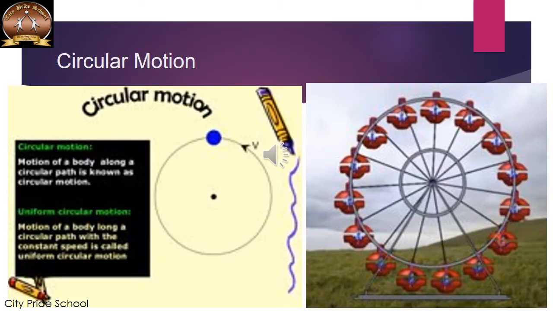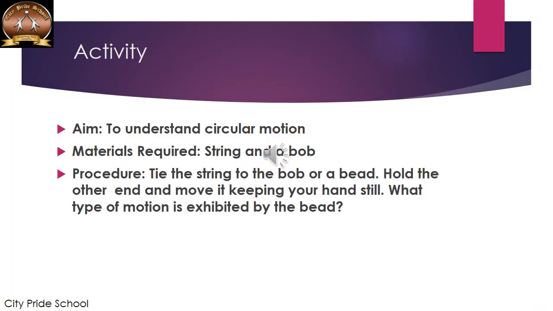Just now I spoke about circular motion also. I told rotational and circular are something similar. So it's a motion of a body along a circular path. Now in this case, look at the wheel. At the center there is an axis, so it comes under rotational motion also, and these baskets are moving in a circular path, so baskets are following circular motion also. Okay, so it's a motion of a body along a circular path.